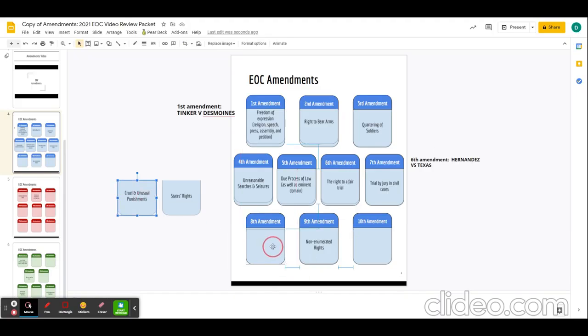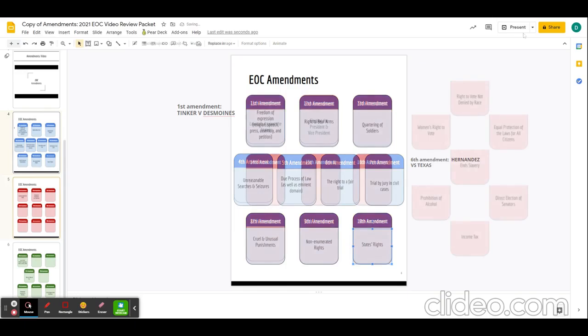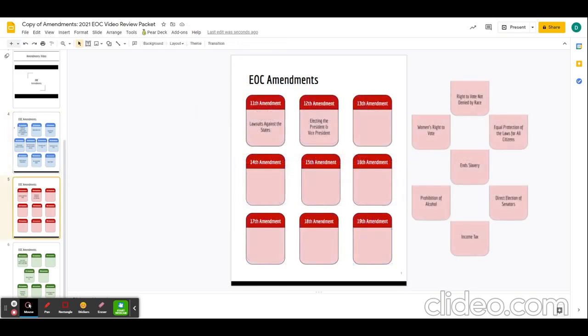The Eighth Amendment protects from cruel and unusual punishments. And the 10th Amendment protects states' rights. Let's continue reviewing on the next screen with the red bubbles. The next amendments we're going to pick up with number 13.